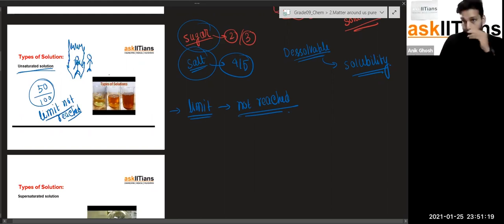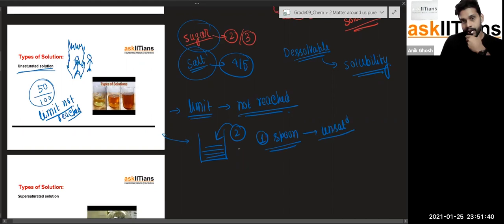Okay, so when the glass of water can take up to 2 spoons of sugar, if you just give it 1 spoon, then that would be unsaturated solution. If you give it 2 spoons, then that would be a saturated solution, isn't it?